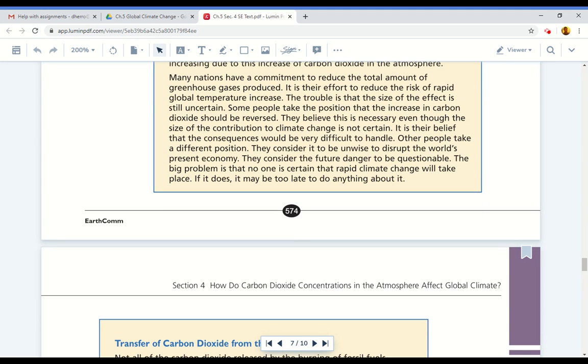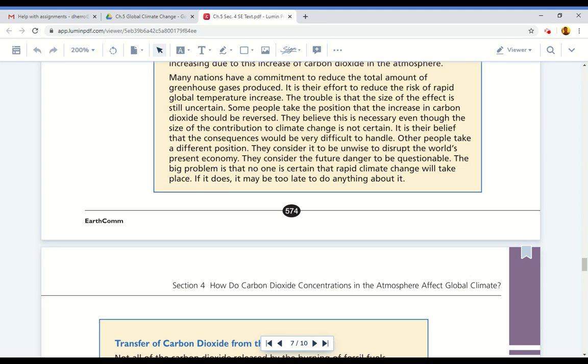Many nations have a commitment to reduce the total amount of greenhouse gases produced. It is their effort to reduce the risk of rapid global temperature increase. The trouble is that the size of the effect is still uncertain. Some people take the position that the increase in carbon dioxide should be reversed. They believe this is necessary even though the size of the contribution to climate change is not certain. It is their belief that the consequences would be very difficult to handle.